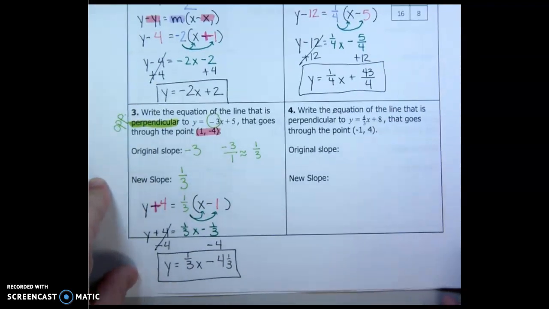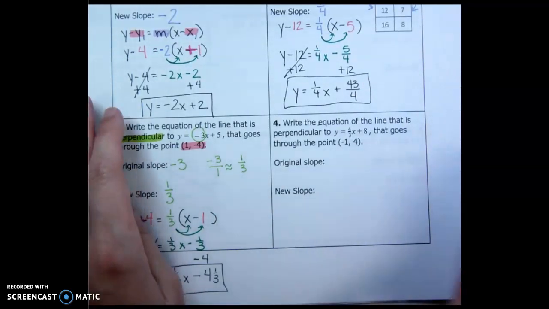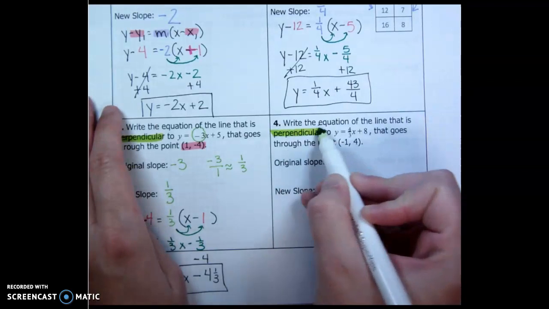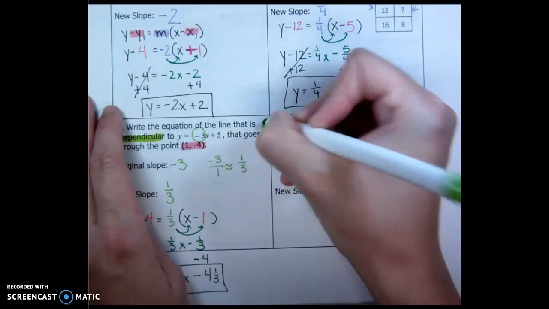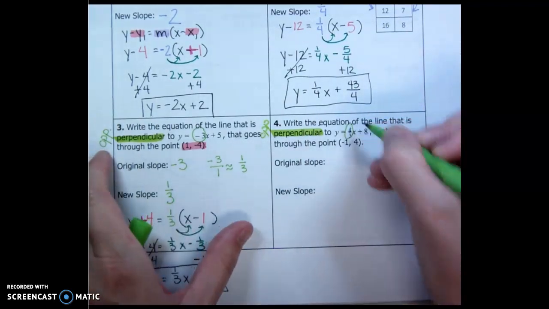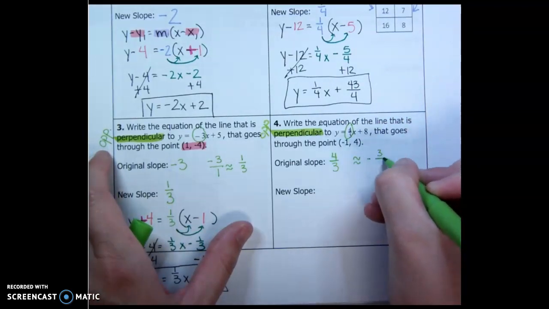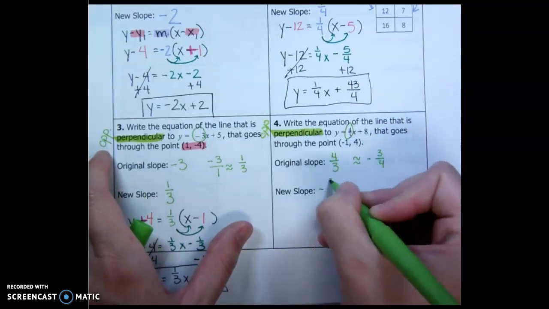An improper fraction is where the numerator is bigger than the denominator. Both are fine. All right, number 4, write the equation of the line that is perpendicular to y equals 4/3 x plus 8. Perpendicular means opposite. Alright, what's my original slope? 4/3. What's my new slope? -3/4.